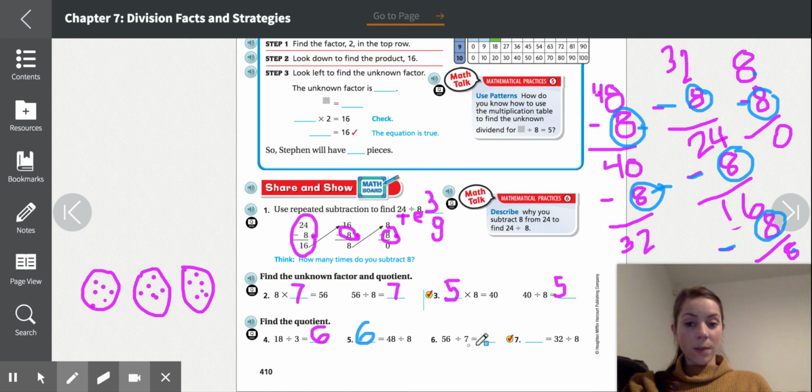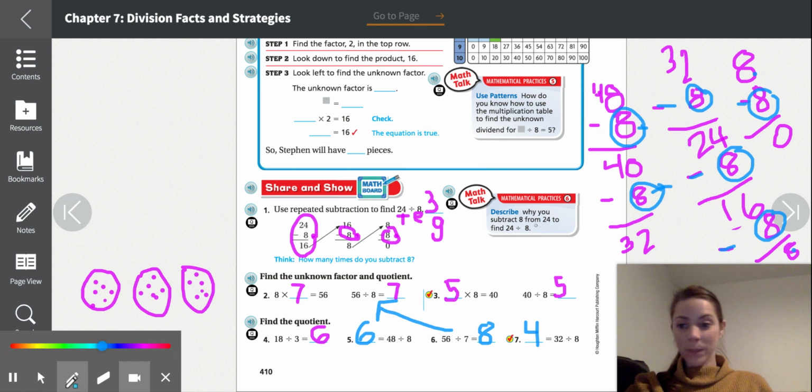56 divided by 7. Look up here. Fact family, we've already figured it out. It must be 8. And 32 divided by 8 is 4. How'd you guys do? Make sure you fix any of those if you made any small mistakes, or maybe show a strategy next time, or give yourself a star or a smiley face if you did a good job. Okay, I'm going to stop this video and start a new one for the on your own.